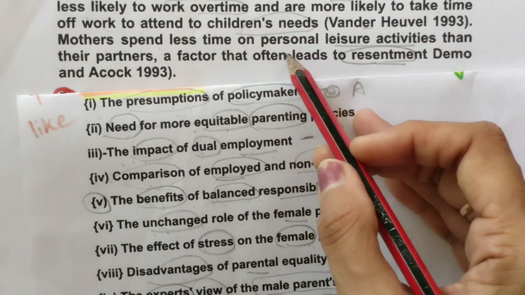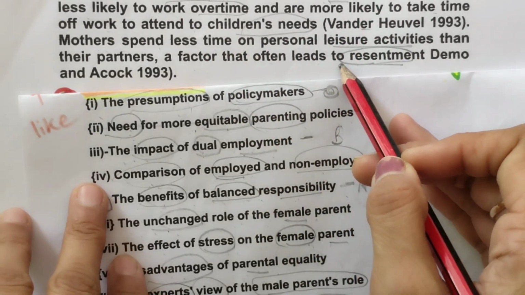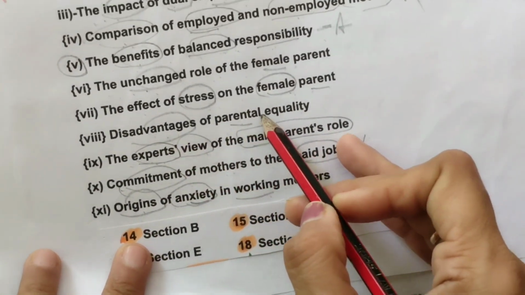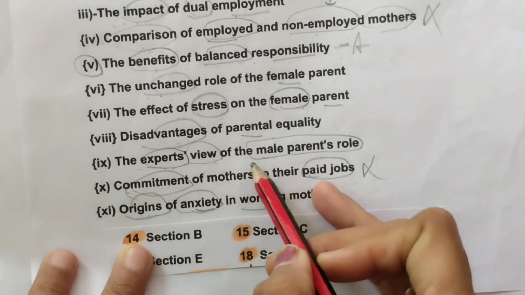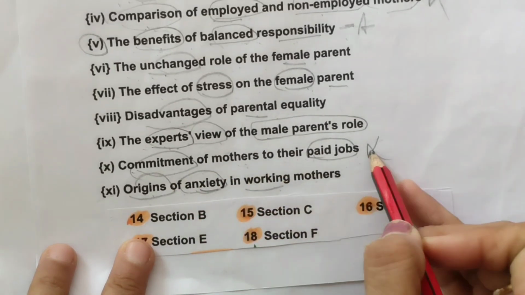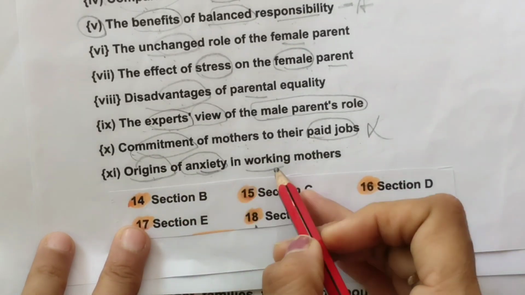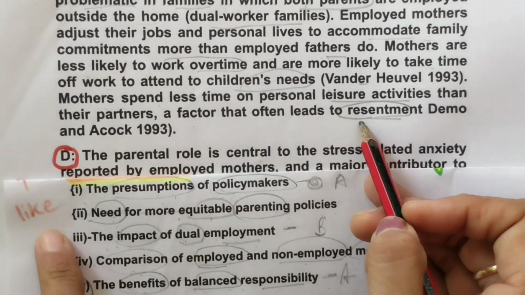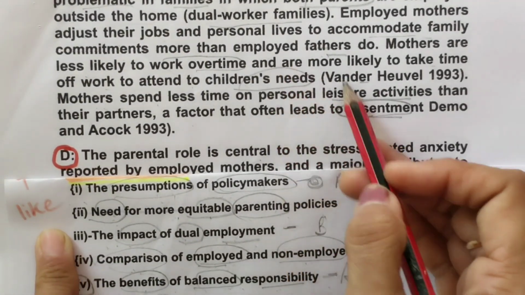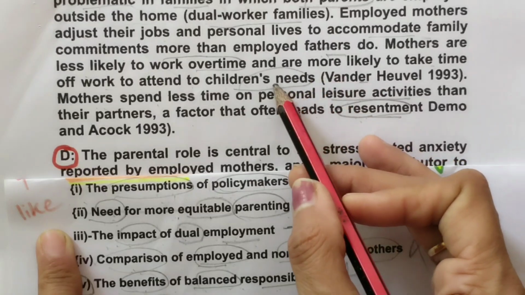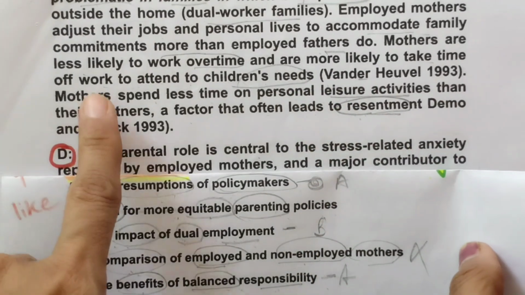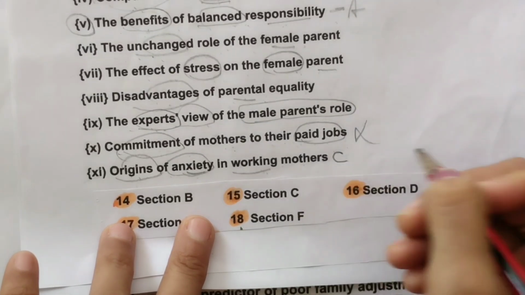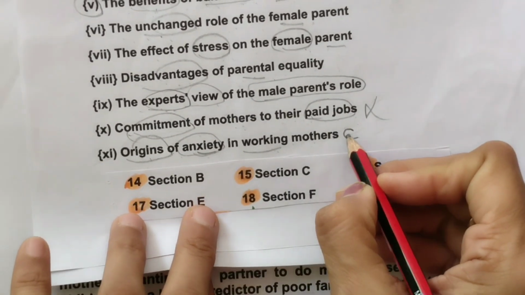Mothers are actually under stress, but they are not talking about that here, I don't think so. Disadvantages of parental equality, experts view, nothing is there about the commitment of mothers. Origins of anxiety in working mothers, yes, origins of anxiety, I think we can match it with that. With working mothers they are talking about how they do it. So with C, because now we can match it, this C number paragraph. Okay, so actually C is done.